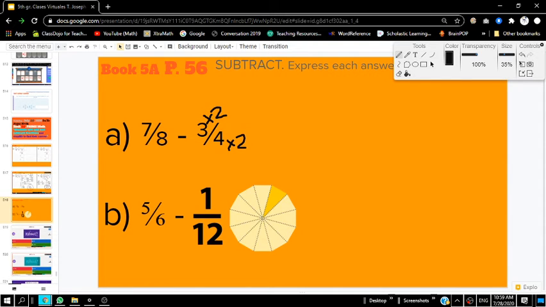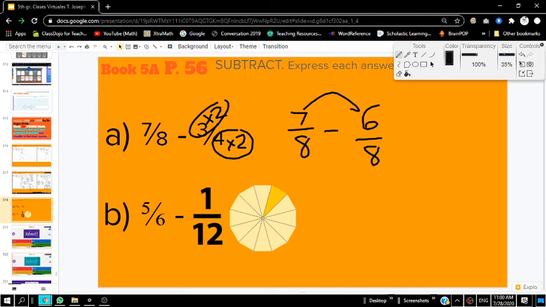Now my new fraction is going to be 7/8 minus 3 times 2 is 6, and 4 times 2 is 8. Now we have the same denominator. Now we can subtract like normal. 7 minus 6 equals 1. And our denominator stays the same. 1/8 is your final answer.